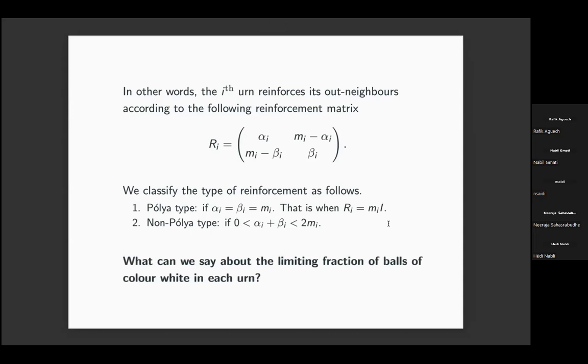Okay, so the question remains the same. What can we say about the limiting fraction of balls of color white in each urn? Now your question is slightly more complicated because you have n urns and you want to know what happens to the fraction of balls of white color in each of the urns.